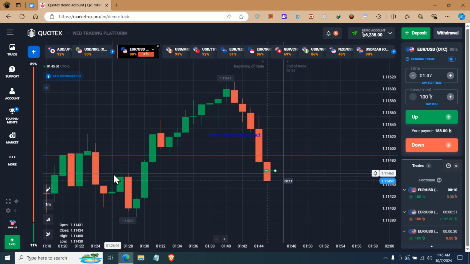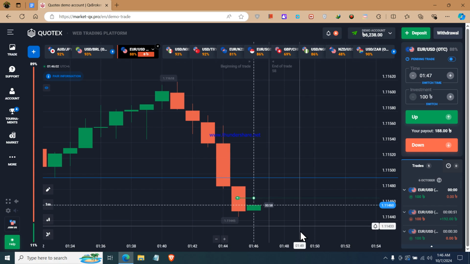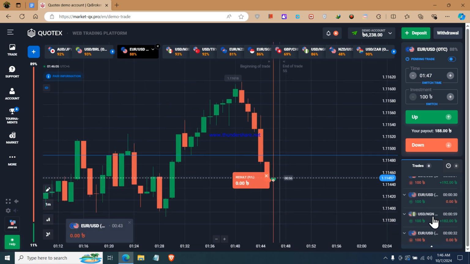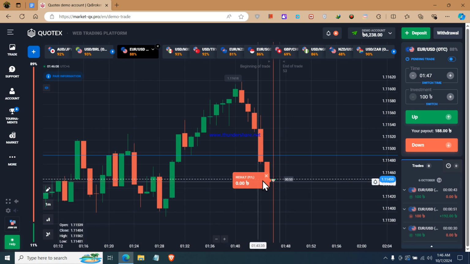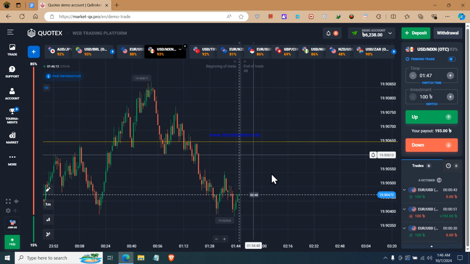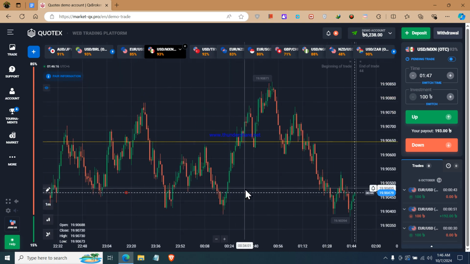Buyers are not pushing hard enough, but this is the candle where the buyers should come. Okay, so it was a loss. I'm getting a loss and a win, a loss and a win. Okay, let's see.